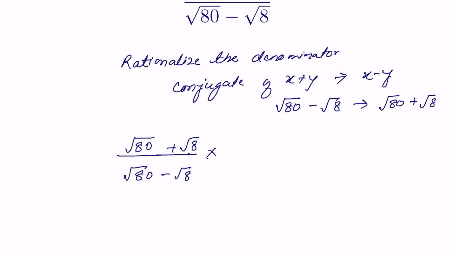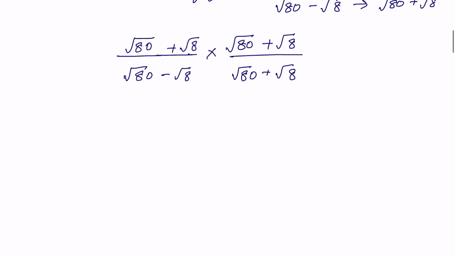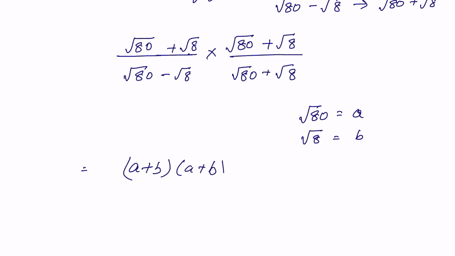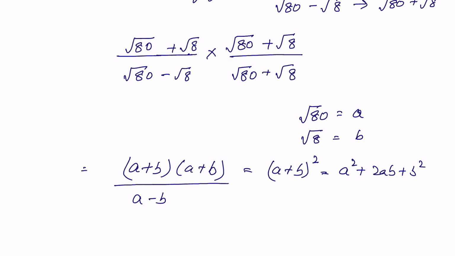So we multiply and divide by the conjugate of the denominator, square root of 80 plus square root of 8 upon square root of 80 plus square root of 8. Now if square root of 80 is a and square root of 8 is b, then in the numerator we have a plus b times a plus b. This is equal to a plus b whole square, and this we can expand as a square plus 2ab plus b square, and in the denominator it is in the form of a minus b times a plus b, difference of squares, so we can write it as a square minus b square.